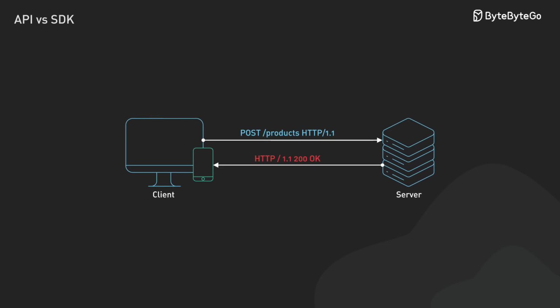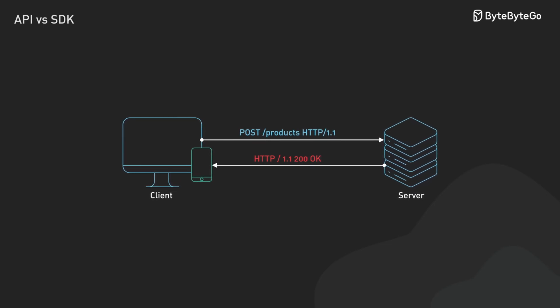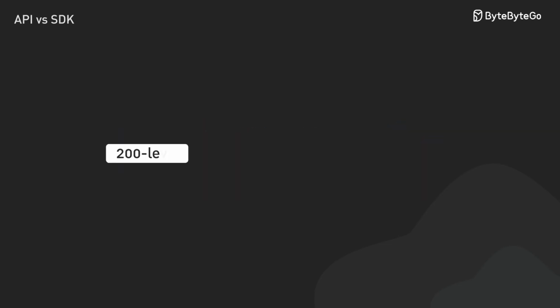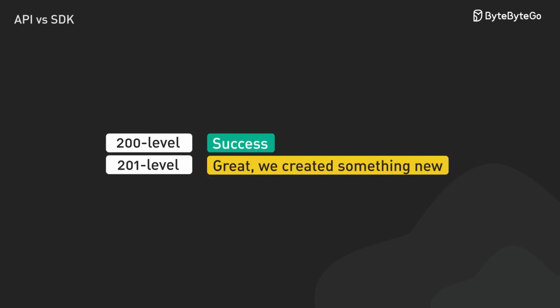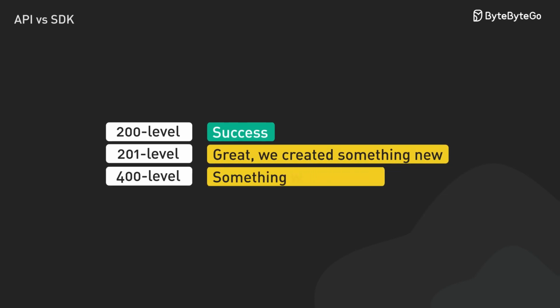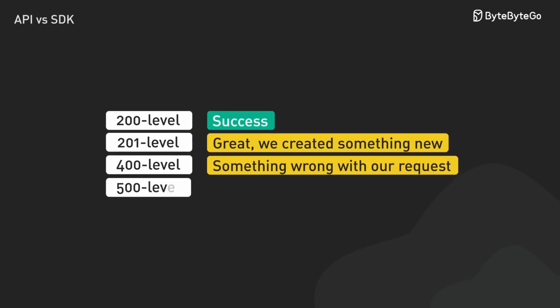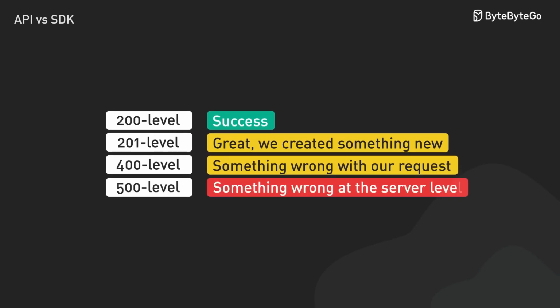Every API response comes with a status code that tells us what happened. The 200s mean everything went well, like getting a thumbs up. A 200 means, okay, we did it, while 201 says, great, we created something new. The 400s are different. They're telling us something went wrong on our end. Maybe we made a bad request or tried to access something without permission. And those 500 level codes, that's the server raising its hands to say, hey, this is on us. We've got a problem over here.